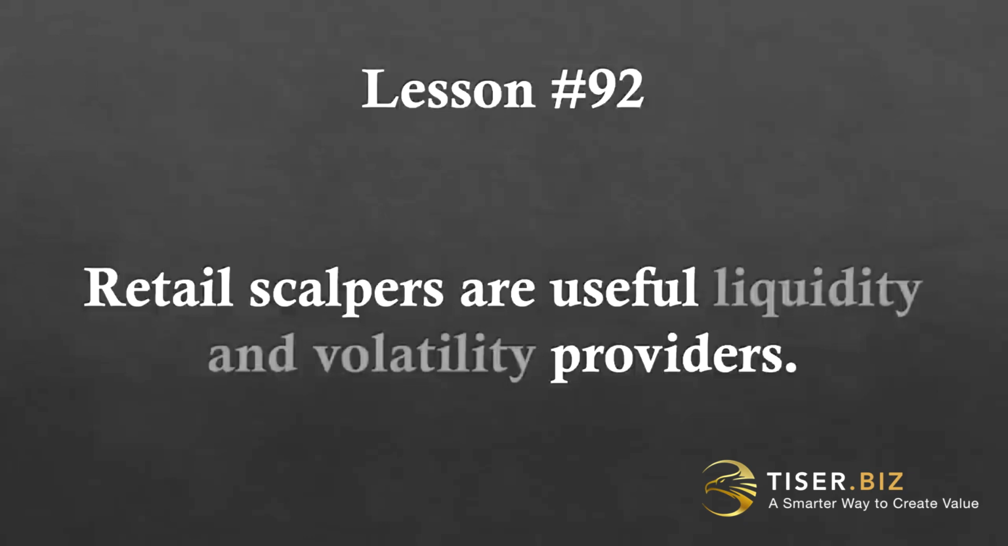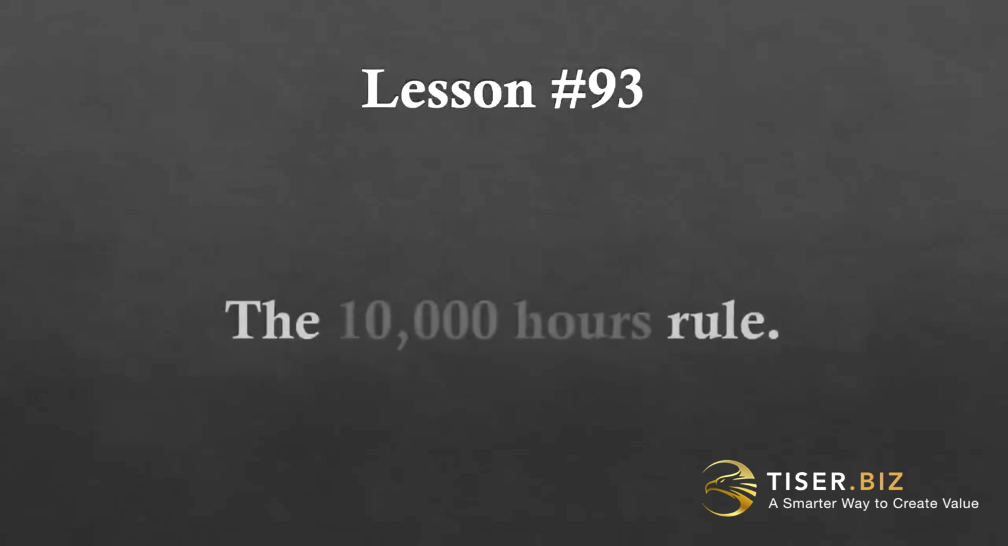Lesson number 93. The 10,000 hours rule. At some point in your life, you probably have heard about the 10,000 hours rule, which states that it takes an average of 10,000 hours of intense practice in order to master complex skills. That's between 2.5 and 3 hours per day, every day for 10 years. That's if you want to become a master.